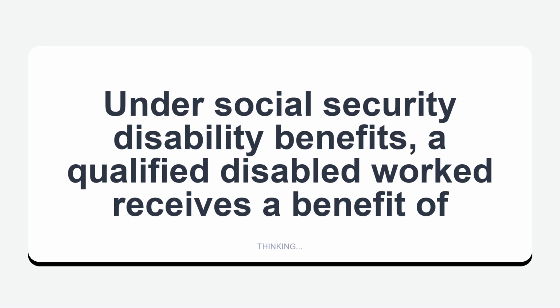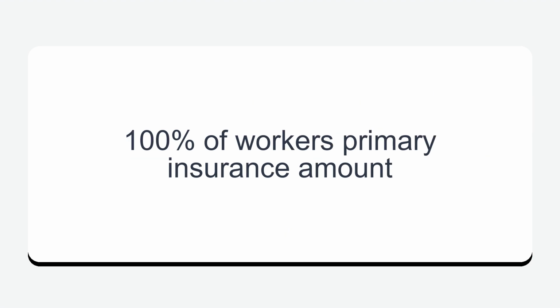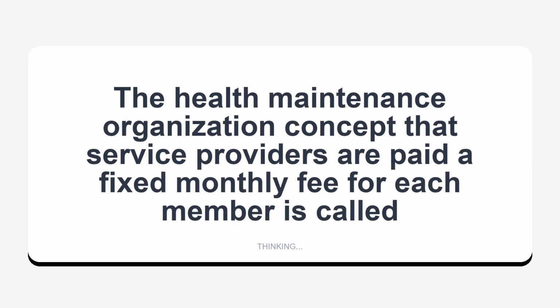Under Social Security disability benefits, a qualified disabled worker receives a benefit of 100% of workers' primary insurance amount. The health maintenance organization concept that service providers are paid a fixed monthly fee for each member is called capitation.